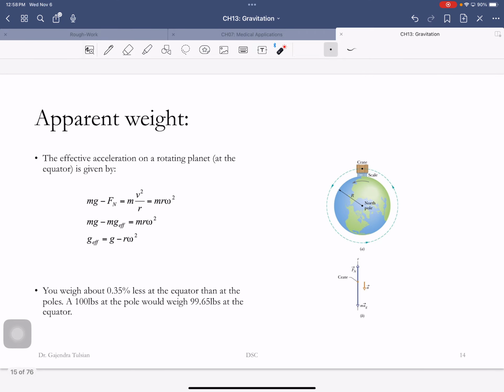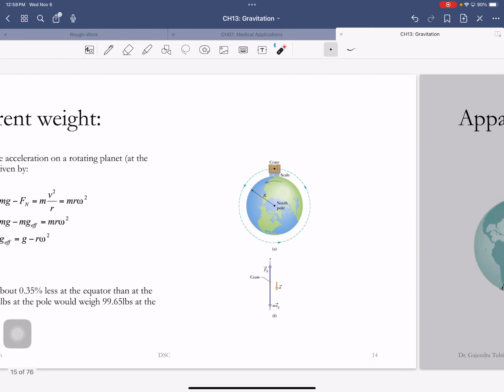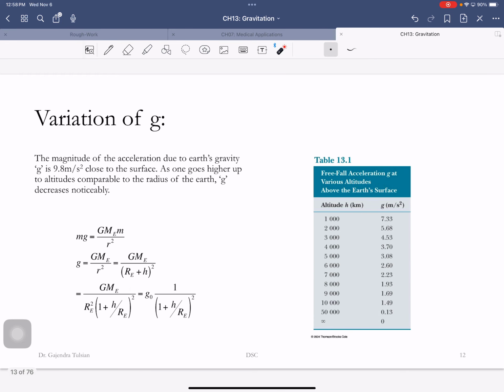Oops, where is that formula? Okay, here, this is the formula I was looking for. So this gives you the value of the acceleration. I'm not going to derive this. g naught is 9.8 meters per second squared on the surface of the Earth. This is the value of the acceleration at a height h above the surface of the Earth. So g at this location.